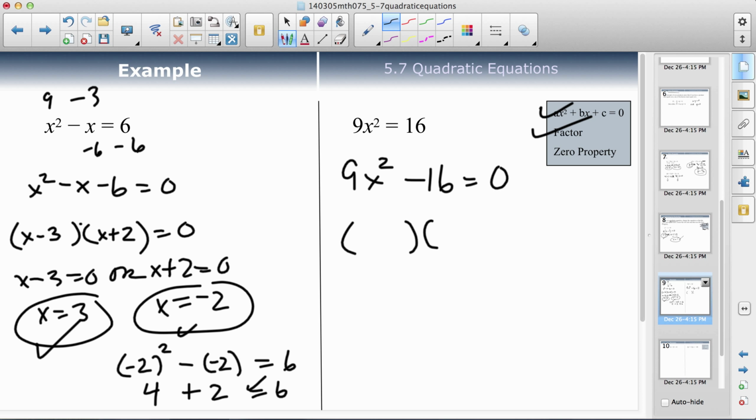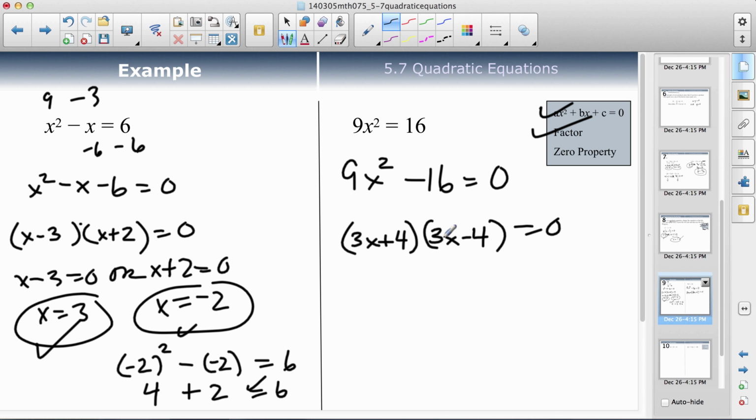So, it'll be, split this one up to 3x and 3x, and split 16 into 4 and 4. One's going to be plus, one's going to be minus. If you FOIL all that out, you'll get this. Okay, factoring's done. So now the zero property.